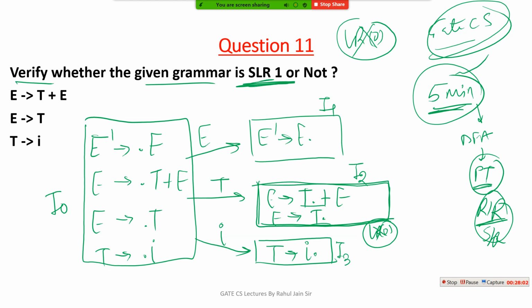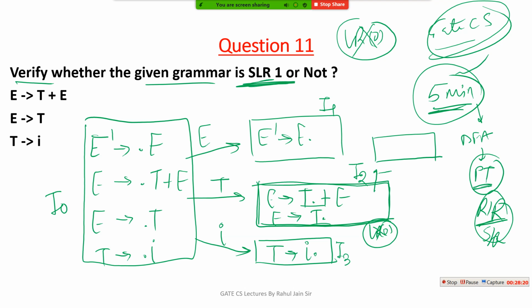For SLR1 we need to make the parsing table, right? Because it may be a possibility that shift and reduce take place in different blocks. What I am talking about you will get clear by observing the parsing table of this grammar.